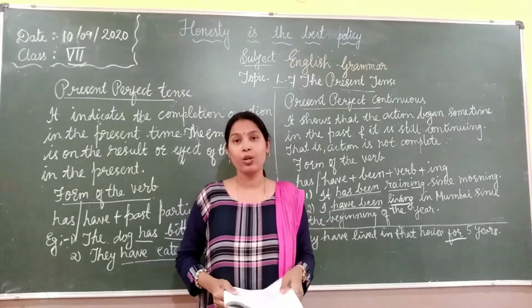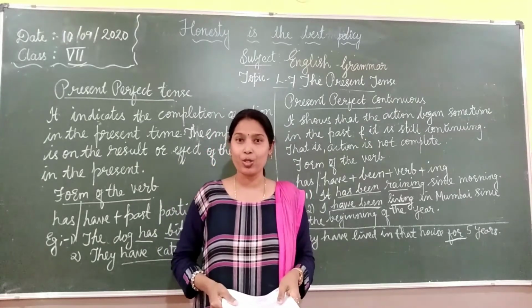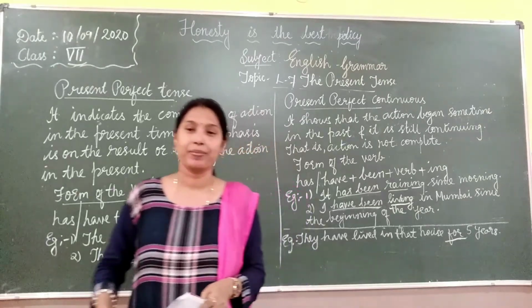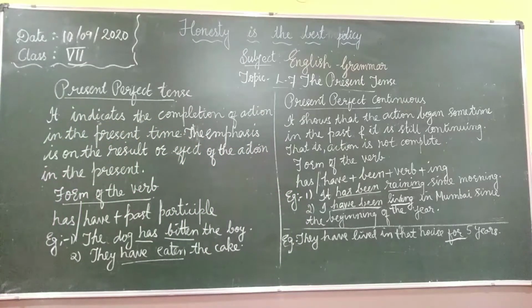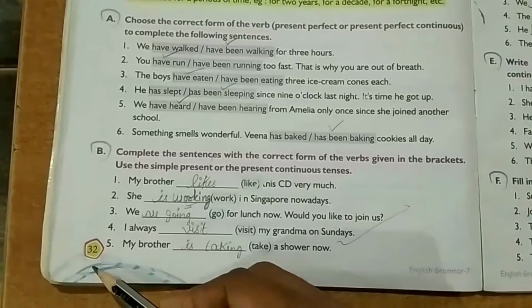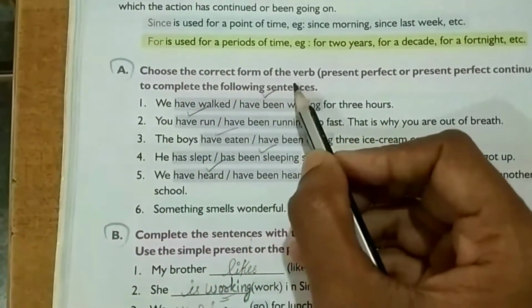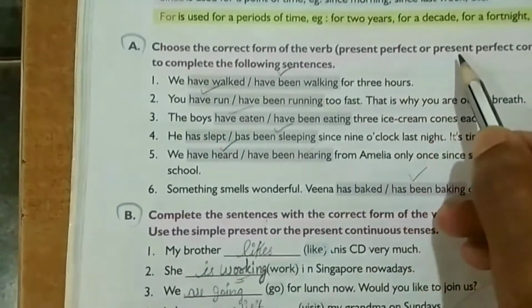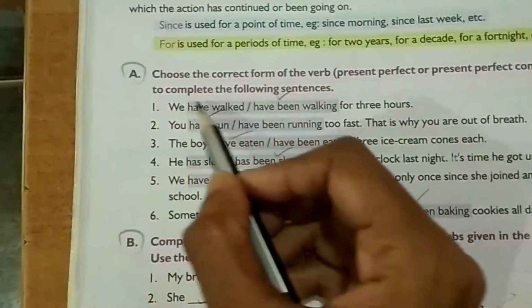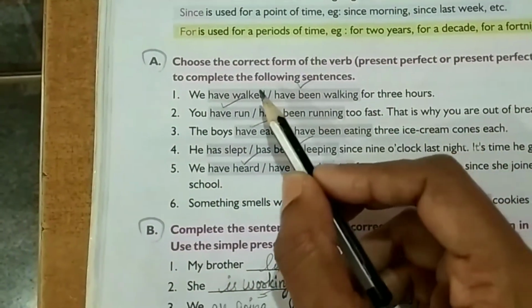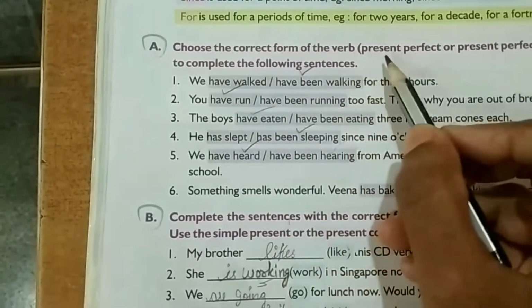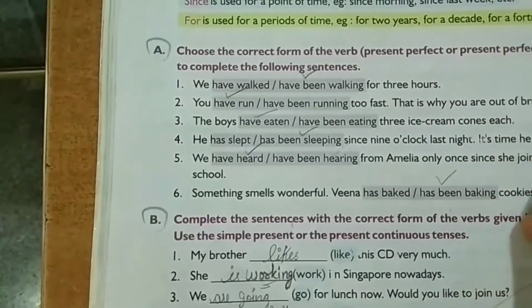Okay, children, I hope you all understood. We'll move on to the exercises. Children, take page number 32. Exercise A. Choose the correct form of the verb, present perfect or present perfect continuous, to complete the following sentences. We have to choose the correct form of the verb, present perfect or present perfect continuous.